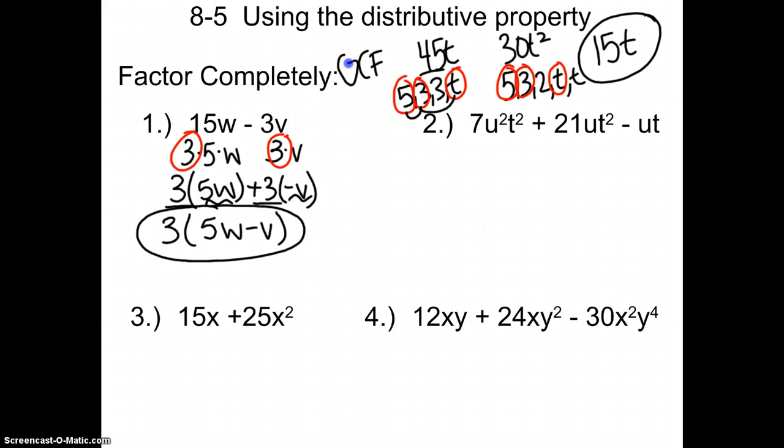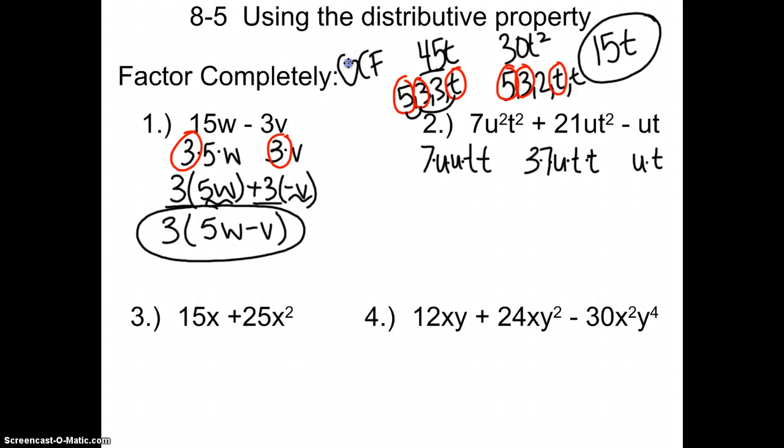So for number 2, we have 7u squared t plus 21ut squared minus ut. U squared can be factored into u times u, t squared into t times t. 21 can be factored into 3 times 7. U is a single term, so we can just leave that. T squared is t times t. And our third term, they're both single terms, u times t, so we can just leave that alone. And now we look to see what they have in common.